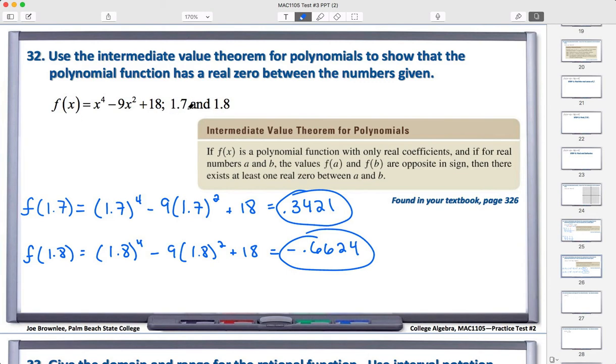and therefore we know that there is some number between 1.7 and 1.8 that is a zero of the polynomial function f of x. That's all I wanted for number 32, was for us to show that there was some number between 1.7 and 1.8, and the way that we do that is to show that when you evaluate, you get a positive and a negative, and that's all the intermediate value theorem states.